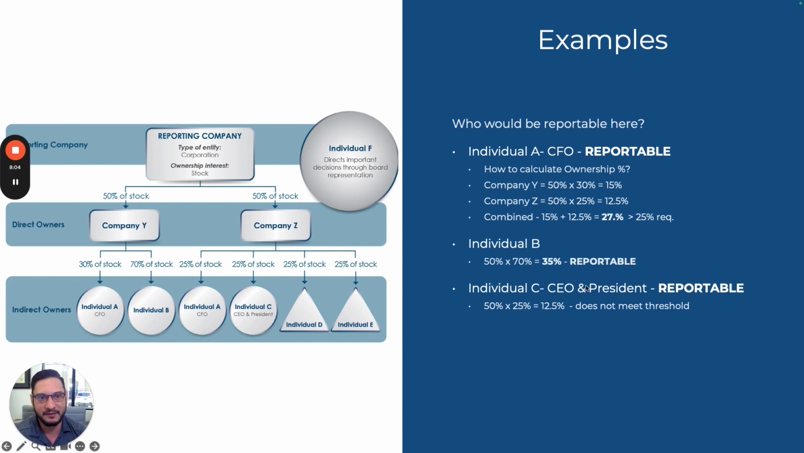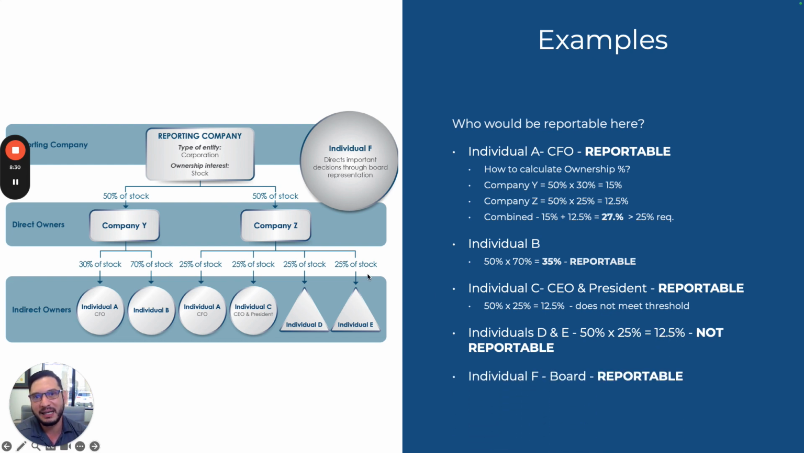Let's talk about individual D and E. Again, they don't have any type of management experience. They have no C-suite. They are not on the board of directors. They simply have 25% ownership of Company Z. So we multiply 50% times 25%, which gives us 12.5%. Again, that is under the 25% requirement. Therefore, they are not going to be reportable. And then individual F doesn't have any ownership, but they are on the board of directors. They are going to be reportable even if they don't have any stock.